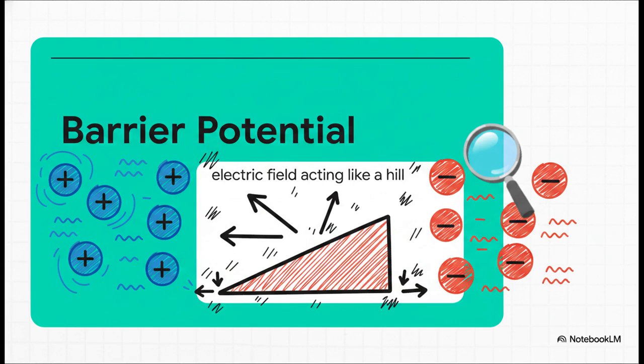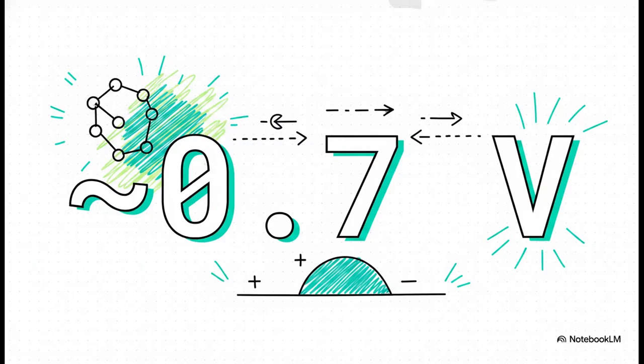The best way to think about it is like a little speed bump or a hill that makes it harder for any more electrons to cross. We call this built-in voltage the barrier potential. And look, this isn't just some abstract theory. You can actually measure it. For silicon, which is the workhorse of pretty much all modern electronics, that natural barrier is about 0.7 volts. It's a tiny number, but it's the key to everything.